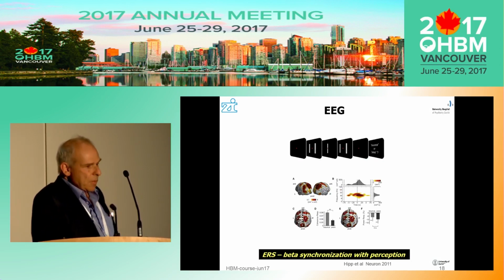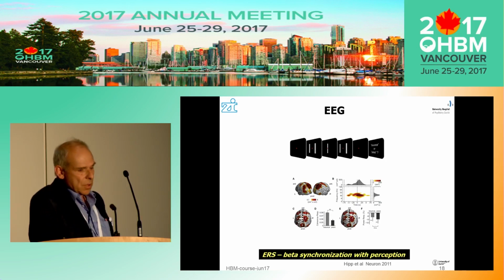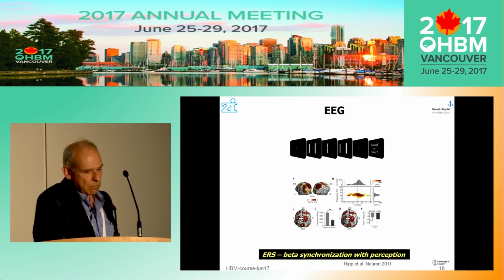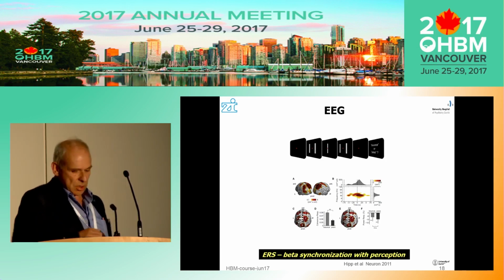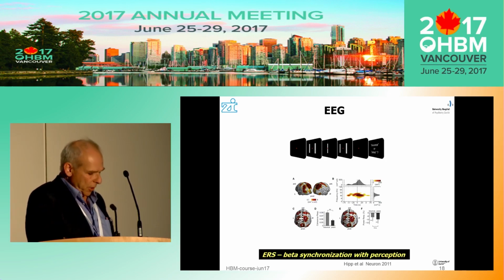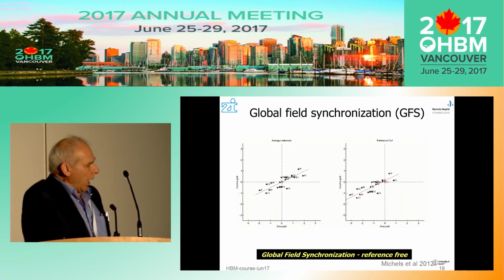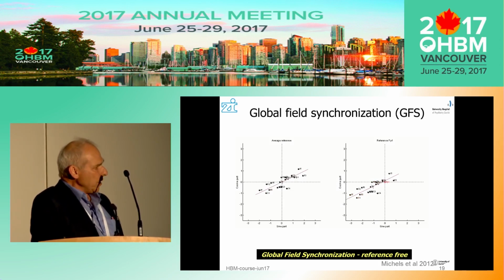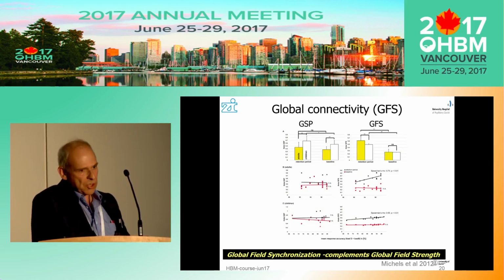There are other types of studies looking at synchronization in source space. That's a paper from Jörg showing beta synchronization with perception, which is quite directional, essentially originating from the primary visual areas. And then there are these global field synchronization measures, which are not localized, but can be indirectly localized in EEG-fMRI experiments, as we did one.